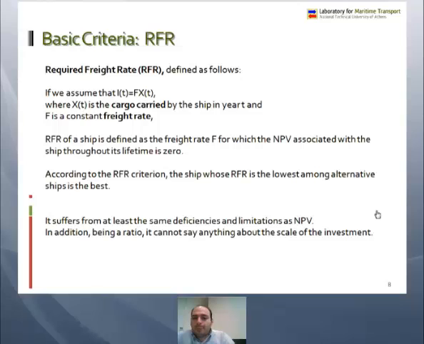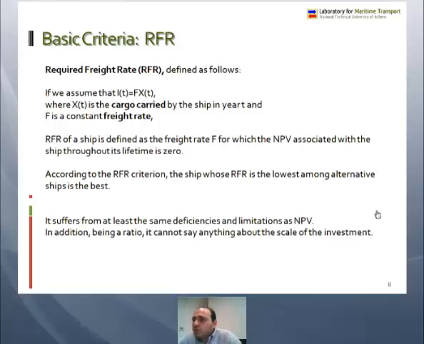We then calculate the net present value for our investment, having in mind that that assumption is valid. I mean, the assumption I told you about the income, and we then try to find the freight rate, a constant one, that makes the net present value associated with the ship throughout its lifetime to be 0.